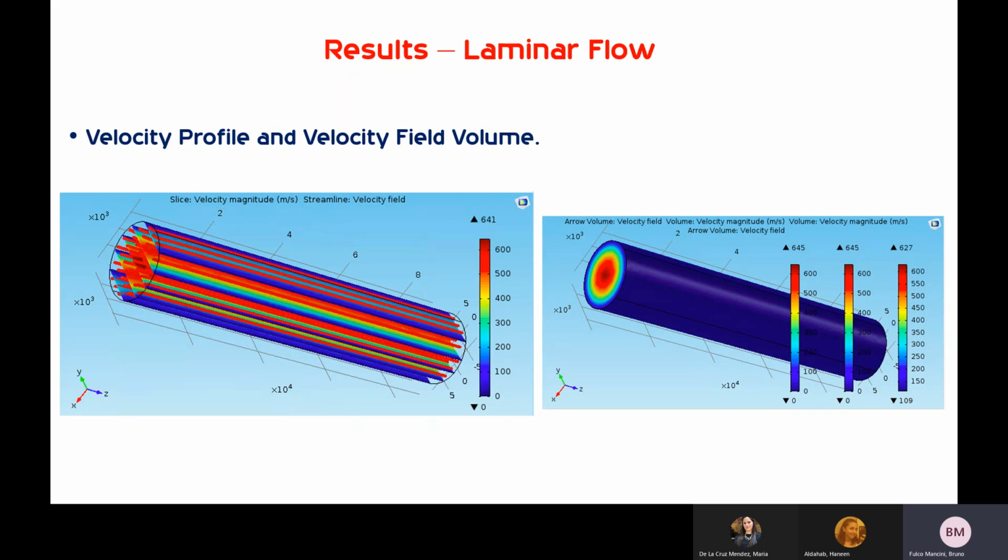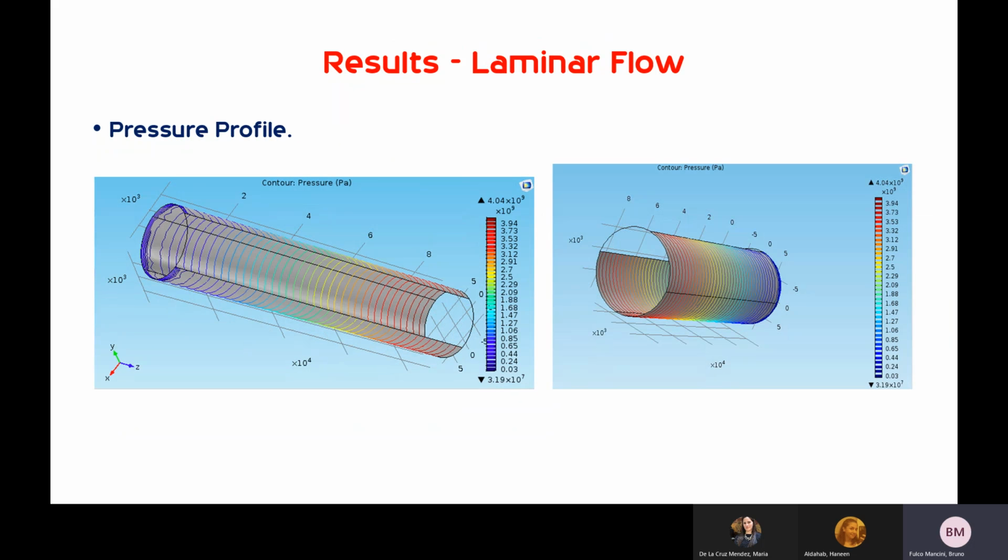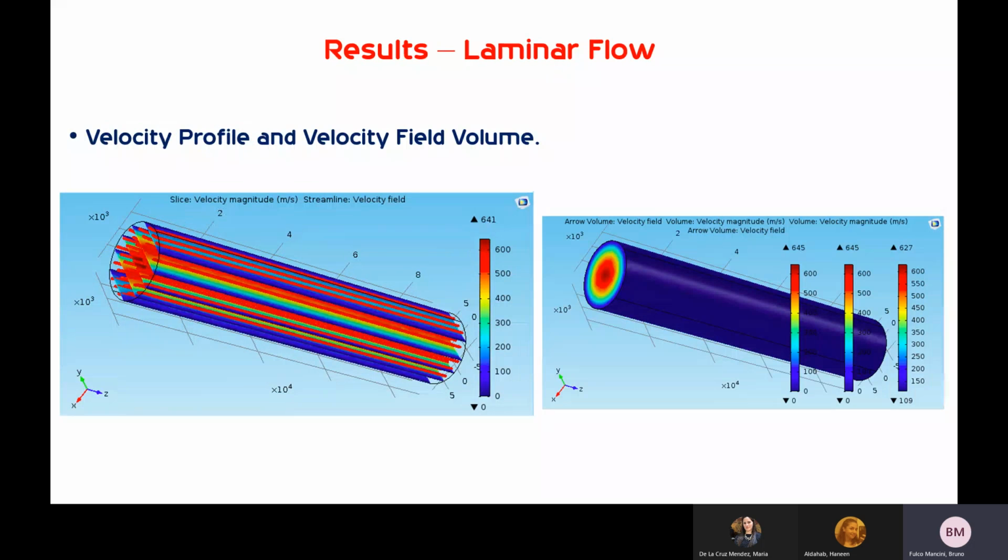And the second figure shows the velocity field volume, which means that in the walls, the velocity is lower, which is represented by the blue color. And we can see that in the middle, it's the red color, which means we have a higher velocity in the center, which is something that we know is true from transport phenomena topics.